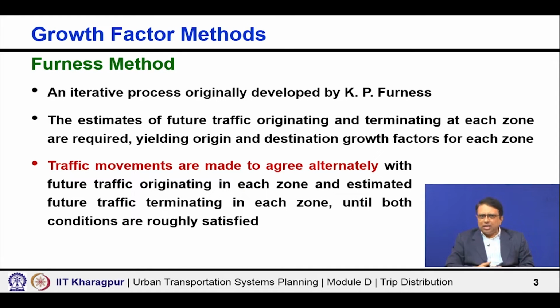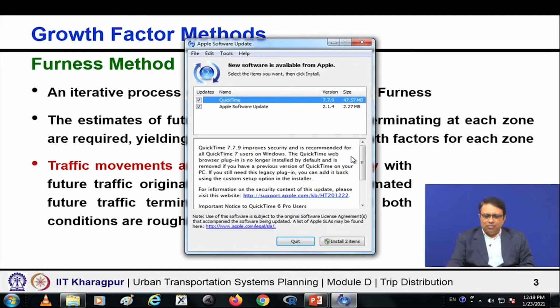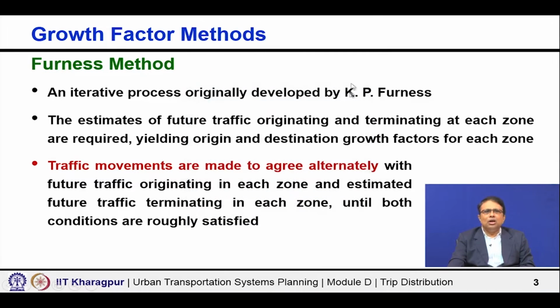Let us look at the slide again. The traffic movements are made to agree alternatively with future traffic originating in each zone and estimated future traffic terminating in each zone until both conditions are roughly satisfied. So, that is what it is.